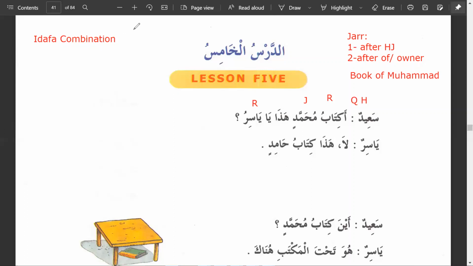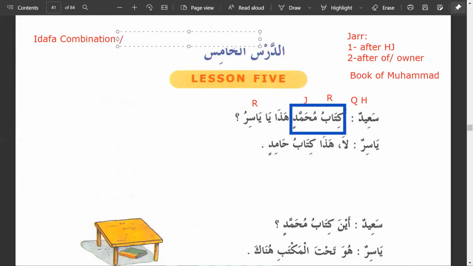So focus on this. Which one is the owner? Muhammad. And which one is the owned ism? Kitabu. Okay. So this combination of two words is telling us that one is the owner, the other one is the owned ism. When two ism combine with each other, and one ism is the owner, the other one is the owned one, this combination is called Idafa combination, or it is also called fragment.